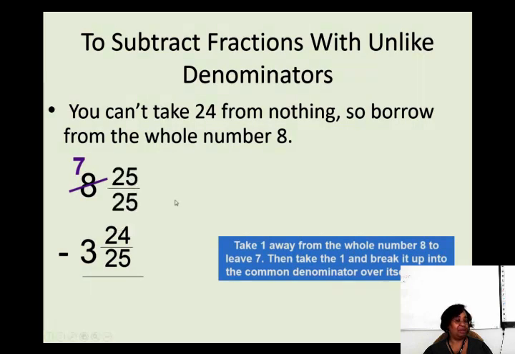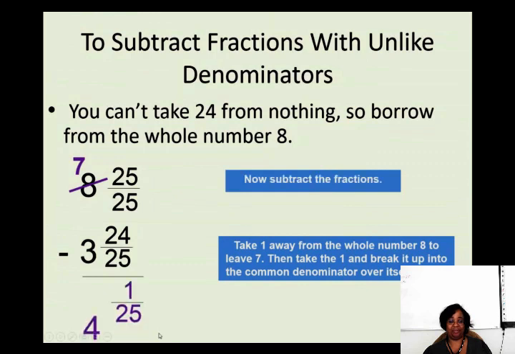That's right, Amber. 25 over 25. This 1 gets broken up into the common denominator over itself, and the only denominator I have is 25. So it's 125. That's right. 4 and 1 over 25. Okay, so does this seem pretty easy?